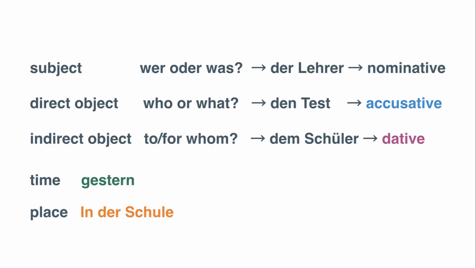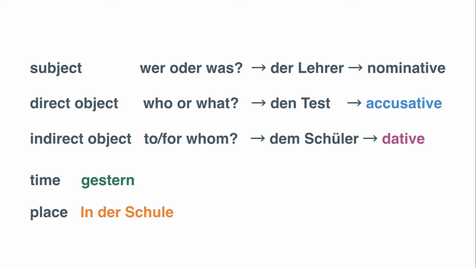So wer or was, who or what, is the answer to who or what gives you the subject. Who does what is that, right? In this case, der Lehrer, the teacher. The direct object, who or what does he return? Den Test, that's the accusative object or direct object.